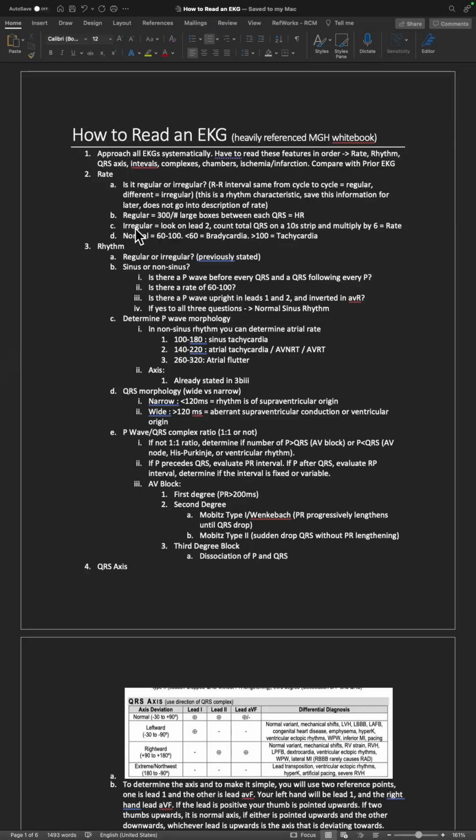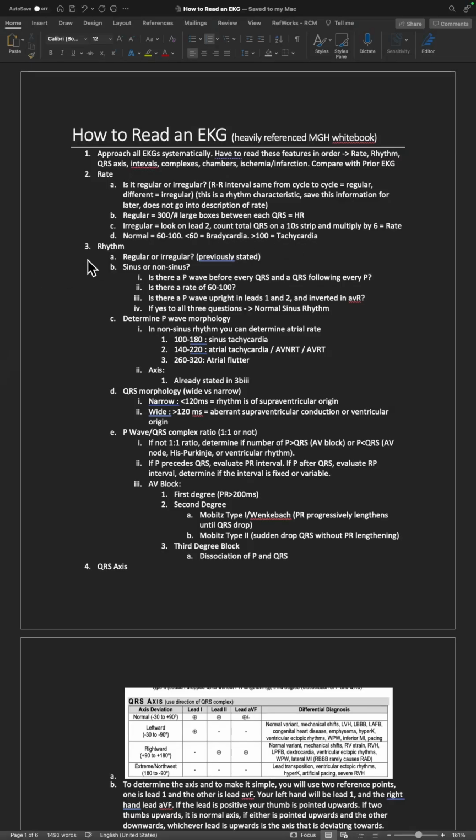If it's an irregular rhythm, so the RR interval is variable, then you look at lead 2 and count the total QRS complexes on the 10-second strip and multiply it by 6, and that equals your rate. If it's normal, then it's 60 to 100. If it's less than 60, it's bradycardic. If it's greater than 100, then it's tachycardic.